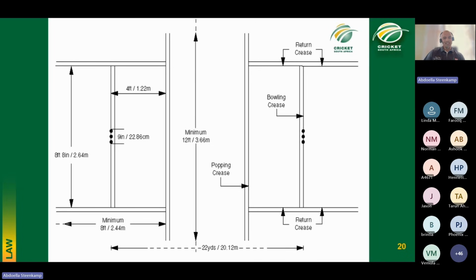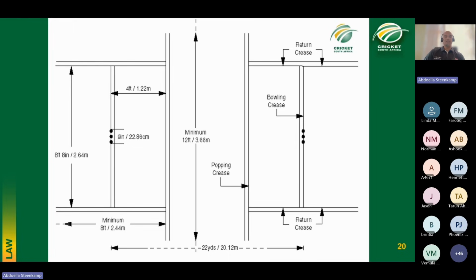Then I can derive another measurement from this 1.22 meters. If I take 1.22 meters and I multiply it by 3, what number do I get? 3.66 meters. And which measurement is 3.66? The minimum length of the popping crease. For one measurement, I can derive two other measurements from it. So know these measurements.